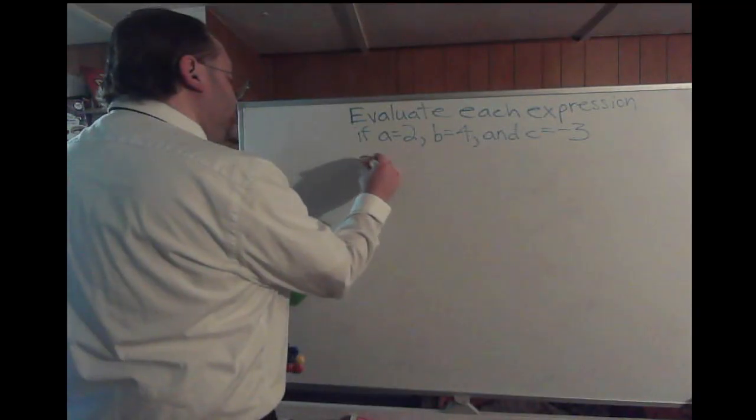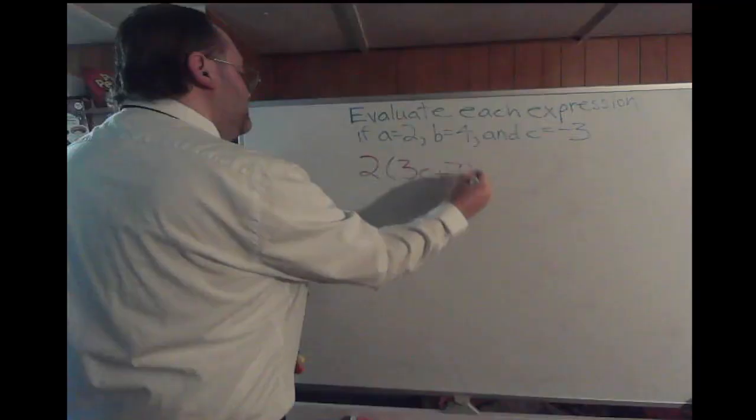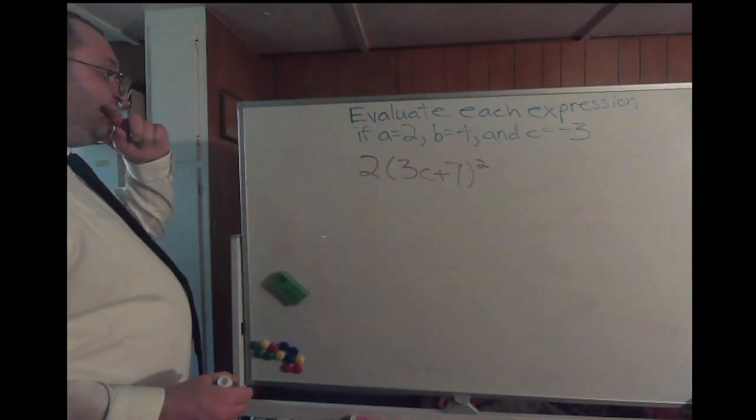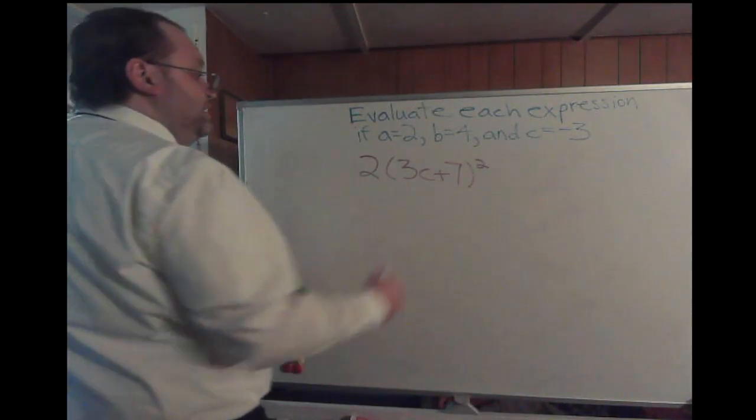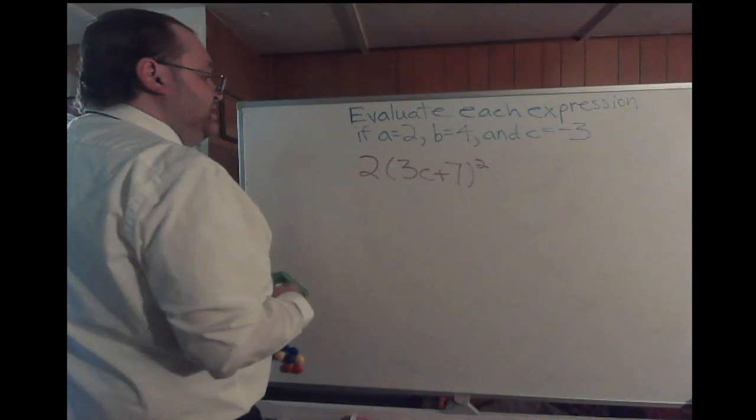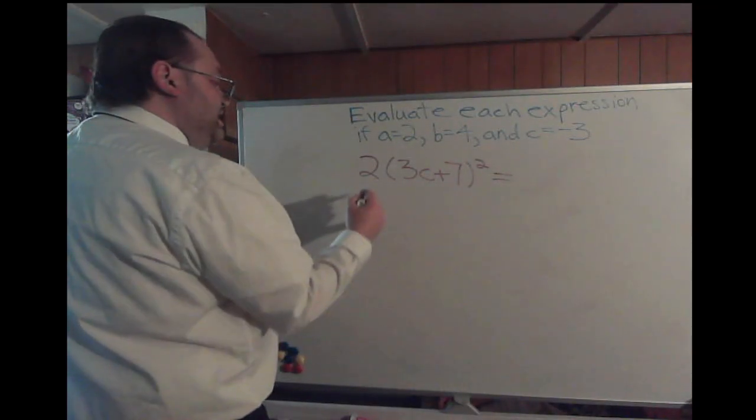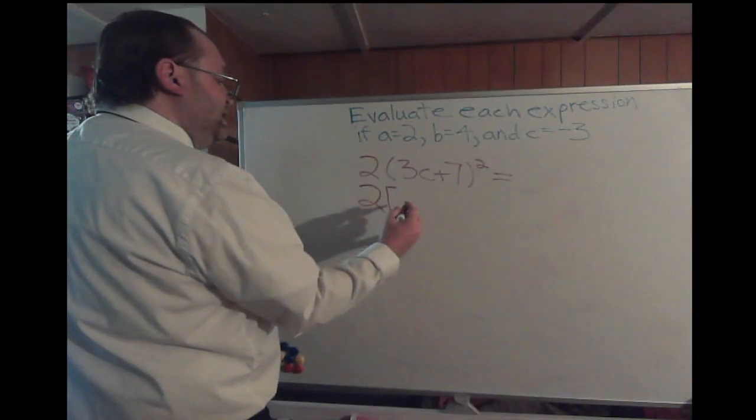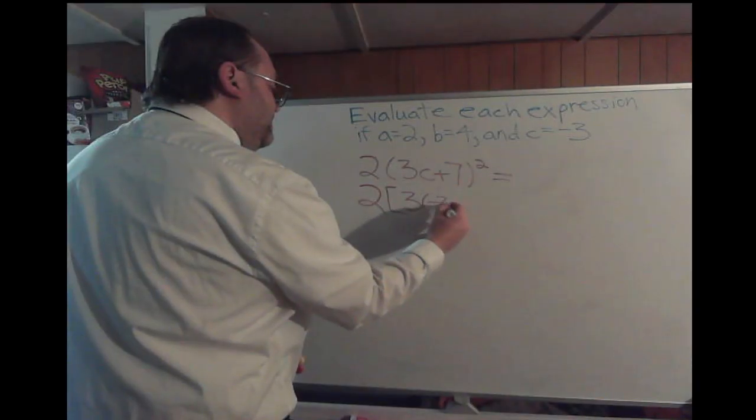Alright, we have 2 times 3c plus 7 to the second power. Well, what we have here is c is equal to negative 3. We have to substitute that in. It's like you're going to have a parenthesis inside a parentheses. What you're going to want to do is turn these outer parentheses into brackets. You'll have 2 times 3, and then the value of c is negative 3.